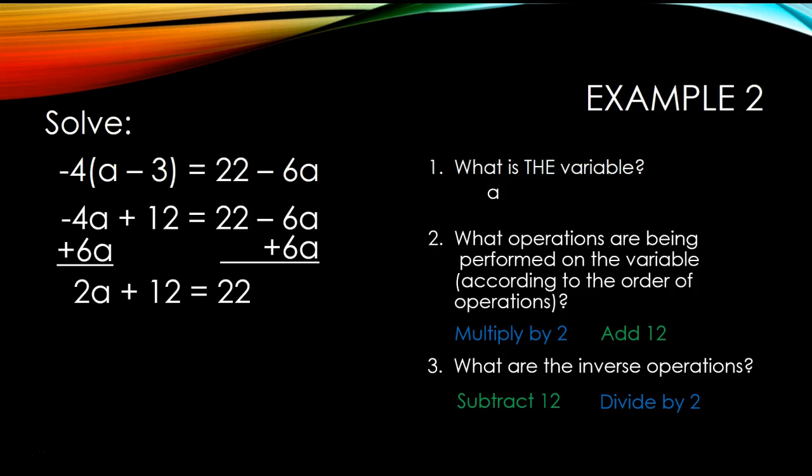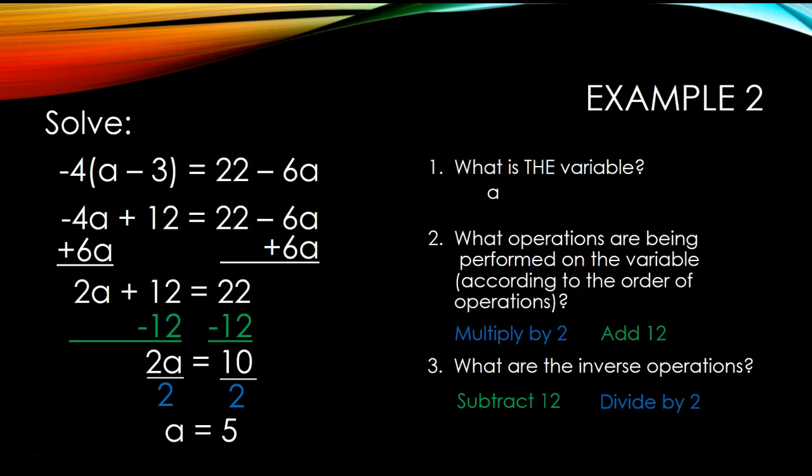And this third step is the most important because it tells you how to solve the equation. Our first job, subtract 12. Our second job, divide by 2. So subtract 12 from both sides. 2a equals 10. Divide by 2 on both sides. a equals 5.